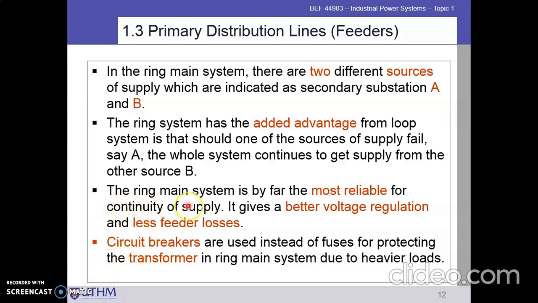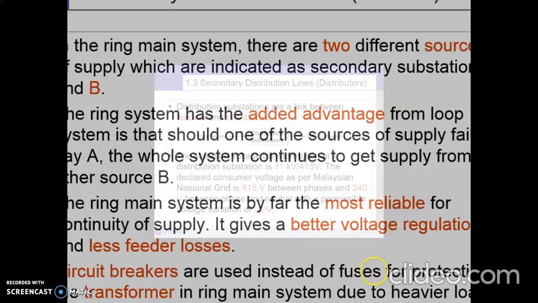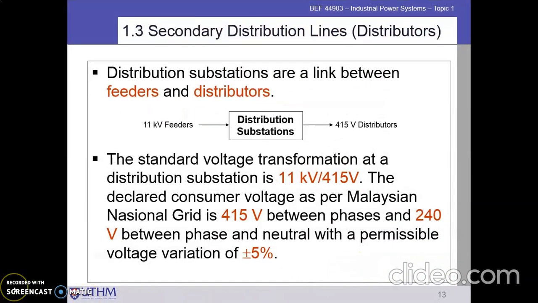Here, the ring main system is by far the most reliable for continuity of supply. It gives better voltage regulation and less feeder losses, because there are two backups, from substation A and also from substation B. Circuit breakers are used instead of fuses for protecting the transformer in the ring main system due to heavier loads. Distribution substations are a link between feeders and distributors.